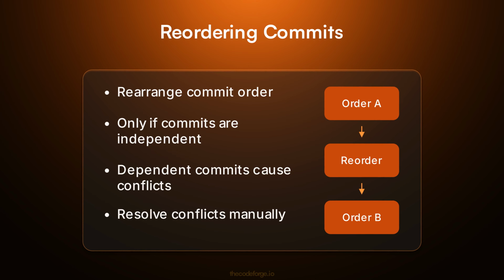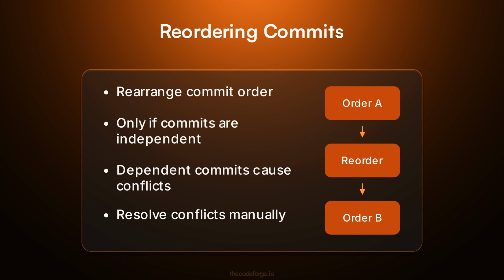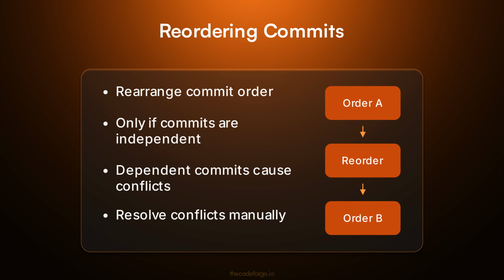Sometimes commits are in the wrong order. Reordering lets you rearrange commits to make logical sense, but reorder only if the commits are independent. If commit B depends on changes in commit A, moving B before A will cause conflicts.